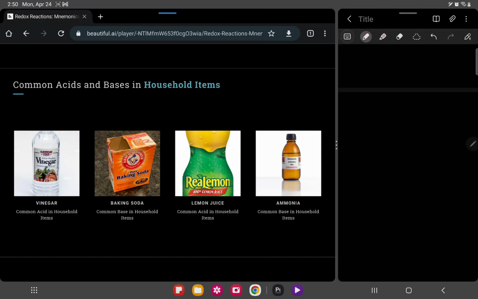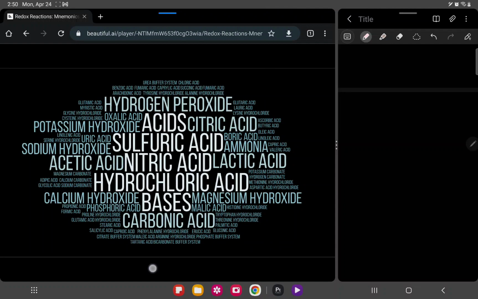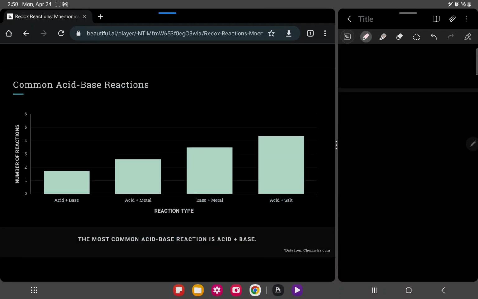These are some household items, common acids and bases. Vinegar is an acid, it's acetic acid. We have baking soda, real lemon juice, and ammonia. In an acid and base reaction, the most common type is the acid and salt reaction. So this is the most common acid and base reaction.